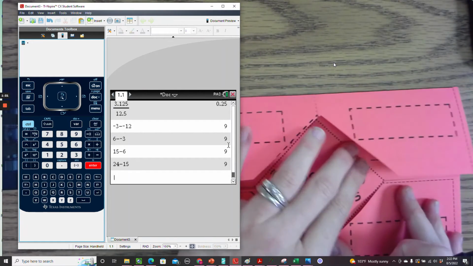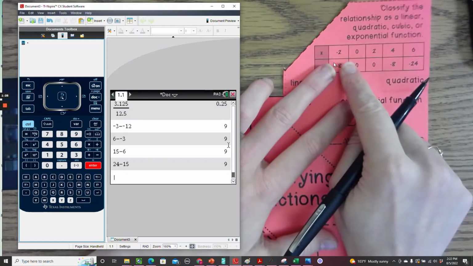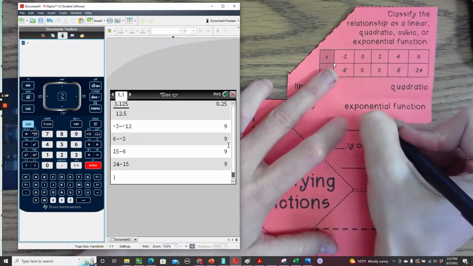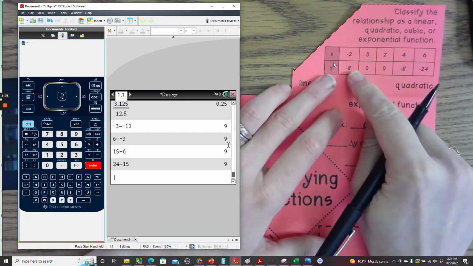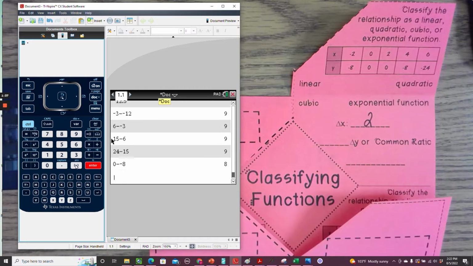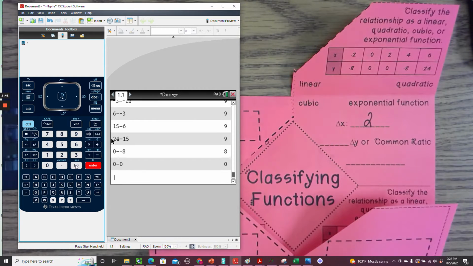All right, next one, top right, same process. So the change in x this time, they're adding 2. So my change in x is 2. Now I got to find the common difference or common ratio. So 0 minus -8, 0 minus 0. I'm getting different numbers. So if I start getting different numbers, I know that I need to start writing them down.